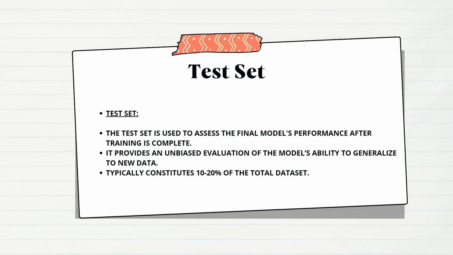And lastly, the test set. The test set is used to assess the final model's performance after training is complete. It provides an unbiased evaluation of the model's ability to generalize to new data. Typically, it constitutes 10 to 20% of the total data set. When we train a model, we feed it the training data, and after that the validation data. We must isolate the test data while training, keeping it unseen, so that the trained model can face anomalies in the data sets. This is to ease the difficulty of facing real life data.